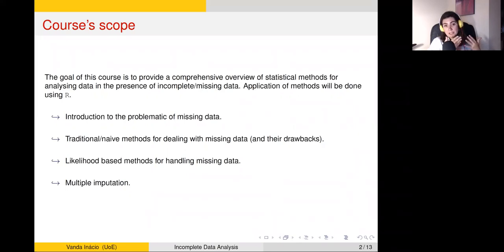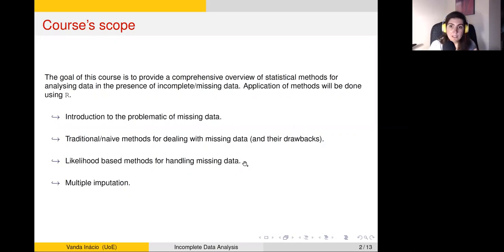We will then be learning about traditional or naive methods for dealing with missing data, and we will also learn about their drawbacks and why they should not in general be used in practice. In the third topic, we will cover likelihood-based approaches for handling missing data. And finally, in the fourth topic, we will learn about multiple imputation. We will be spending a considerable amount of time on multiple imputation because it is considered one of the state-of-the-art approaches.